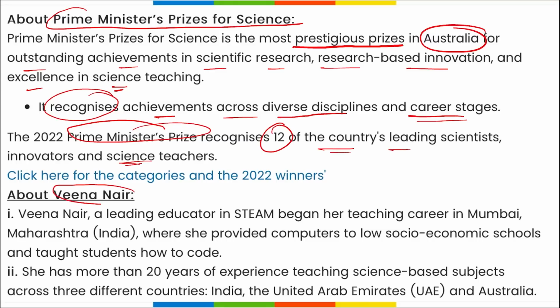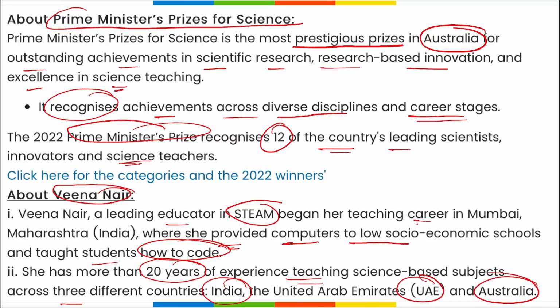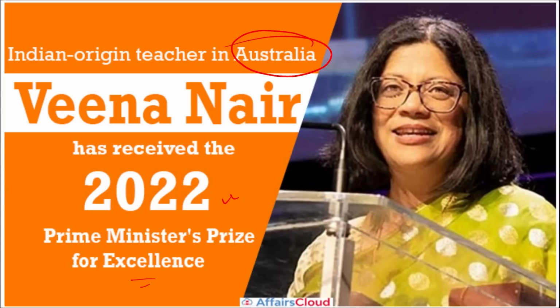Then, if we talk about Veena Nair, she is a leading educator in STEM and began her teaching career in Mumbai, Maharashtra, where she provided computers to low economic schools and taught students how to code. She has more than 20 years of experience teaching science based subjects across three different countries: India, UAE, and Australia. So now remember, she is Veena Nair, who has received the Prime Minister's Prize for Excellence in Science.